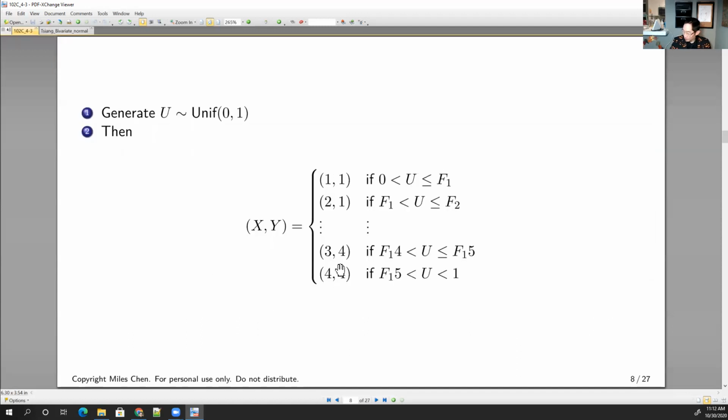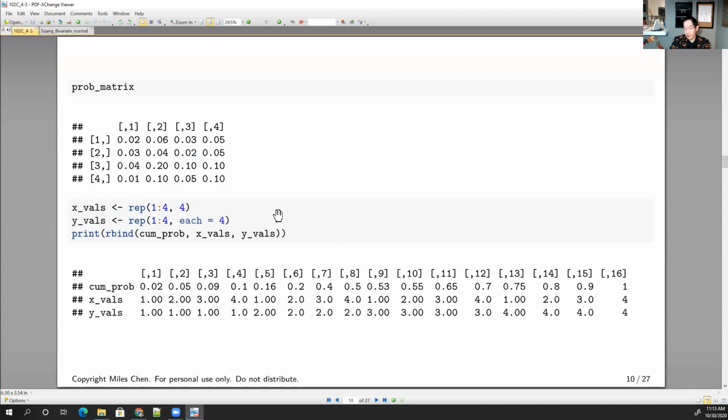So if I think of the cumulative probabilities and the values that x and y take on, x is going to go 1, 2, 3, 4, 1, 2, 3, 4, 1, 2, 3, 4. Whereas the y values will go 1, 1, 1, 1, 2, 2, 2, 2, 3, 3, 3, 3, and so on. So I'm going to create my x values by repeating the vector 1 through 4 times. So x becomes 1, 2, 3, 4, 1, 2, 3, 4, 1, 2, 3, 4. And then I'm going to create my y values by repeating the values 1 through 4, but I'm going to say each equals 4, and that will give me 1, 1, 1, 1, 2, 2, 2, 2, 3, 3, 3, 3, and 4, 4, 4, 4.